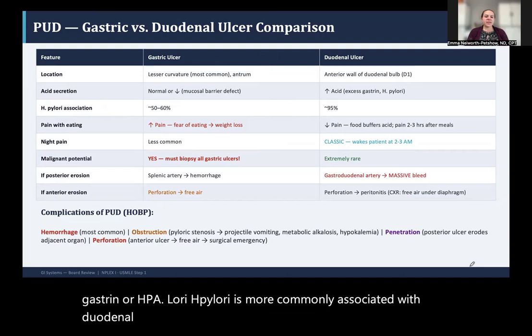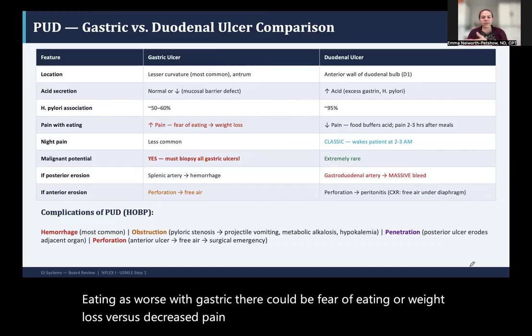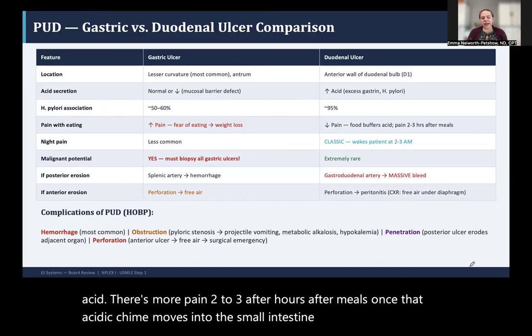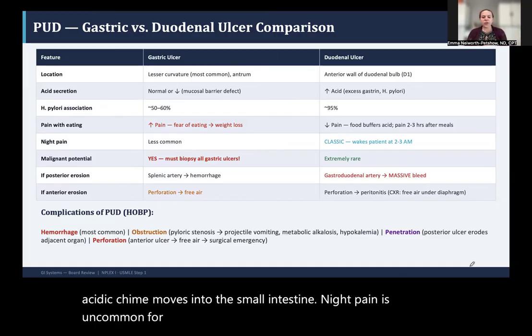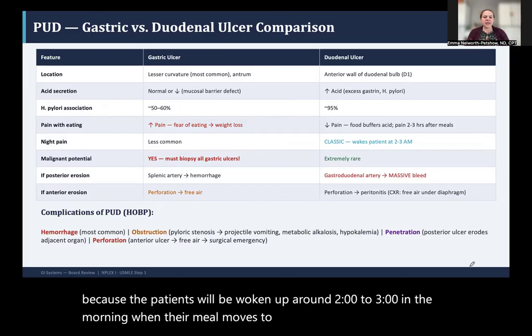H. pylori is more commonly associated with duodenal over gastric. Pain with eating is worse with gastric. There could be fear of eating or weight loss, versus decreased pain with eating because the food buffers the acid. There's more pain 2 to 3 hours after meals once that acidic chyme moves into the small intestine. Night pain is uncommon for gastric, but common for duodenal ulcers because patients will be woken up around 2 to 3 in the morning when their meal moves to their small intestine.